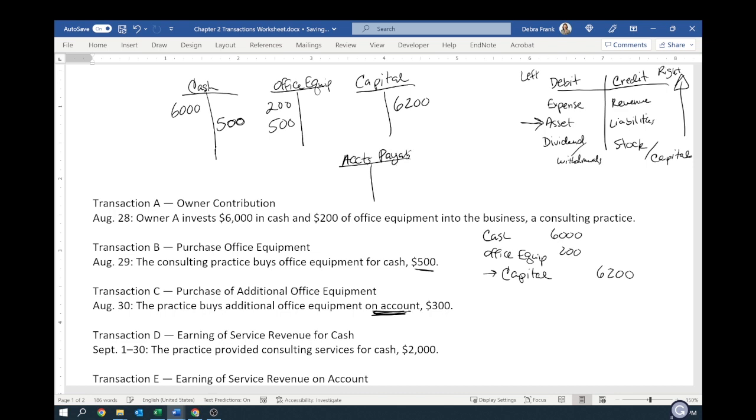And abbreviate it. There you go. Accounts payable now. What type of account is accounts payable? Well, that's a liability account.